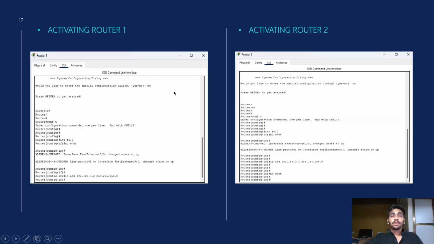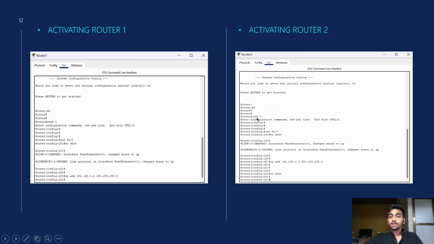Now we will activate the ports by configuring the router. Here is a demonstration of how router 1 is activated. Router 1 is enabled, then configure terminal, then interface FastEthernet 0/0 is activated with no shutdown. Then the IP address 192.168.0.2 is added and its subnet mask is given, 255.255.255.0.